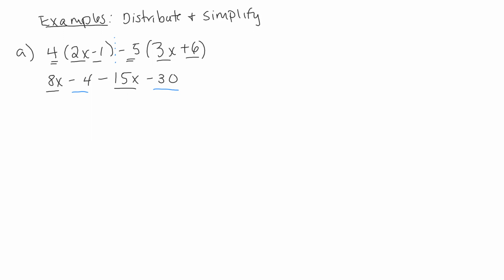So I've got 8x minus 15x. Well, I really have 8 minus 15, which would be negative 7, keep the x. And then looking at the constants, I have negative 4 minus 30, so it's negative 4, and then subtract 30 more. So it's negative 34. And that's it. Let's look at another one. So for this one, we have negative 7 times 3y minus z.